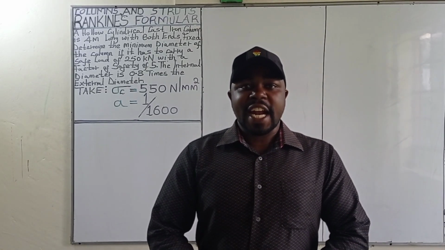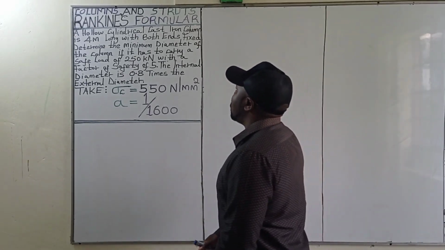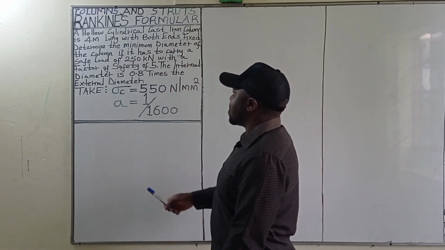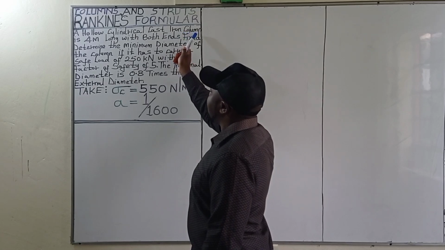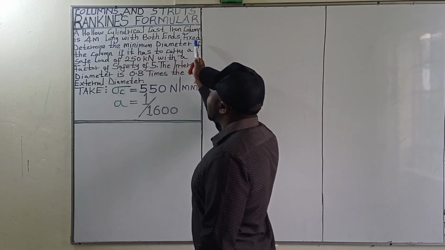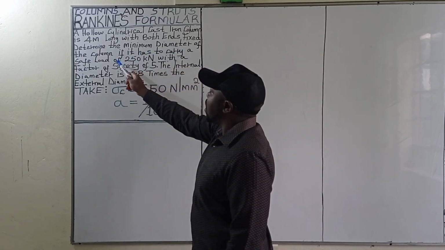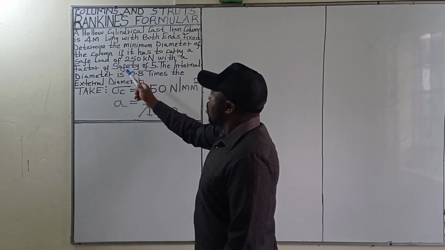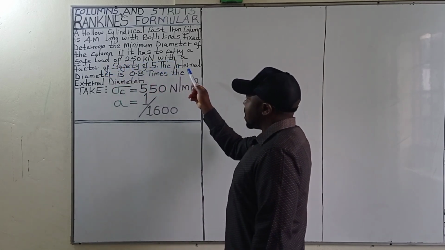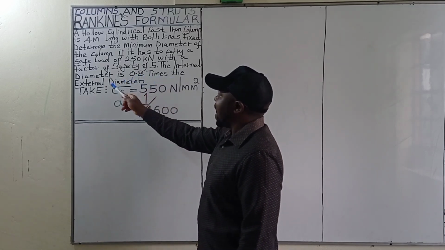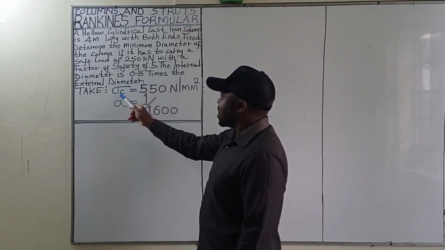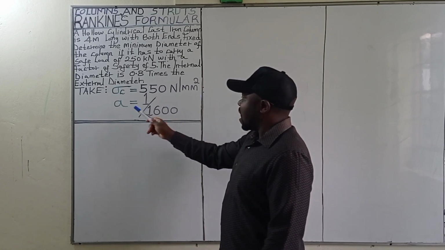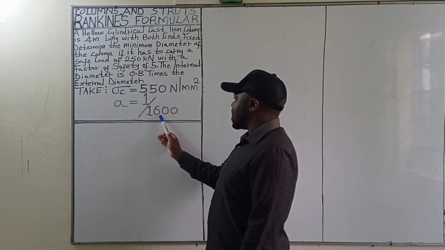Welcome back to our channel, and we are analyzing columns and struts using Rankine's formula. Today we got a problem that says this. A hollow cylindrical cast iron column is 4 meters long with both ends fixed. Determine the minimum diameter of the column if it has to carry a safe load of 250 kilonewtons with a factor of safety of 5. The internal diameter is 0.8 times the external diameter. Take the ultimate crushing stress to be 550 newtons per square millimeter and a constant a of 1 divided by 1600.